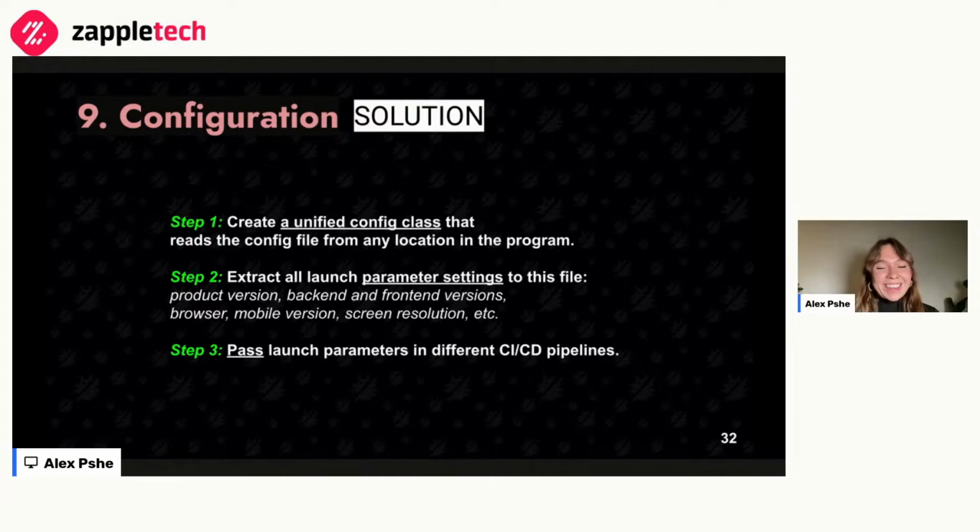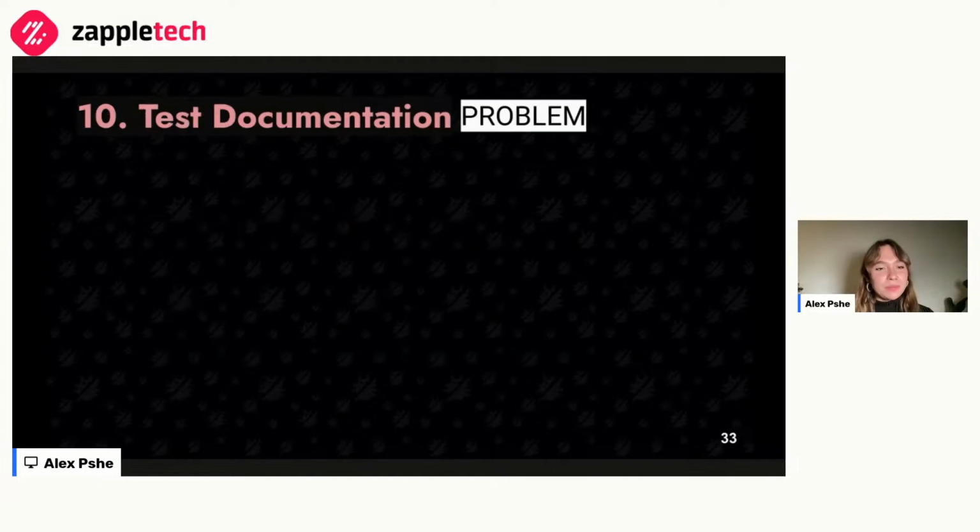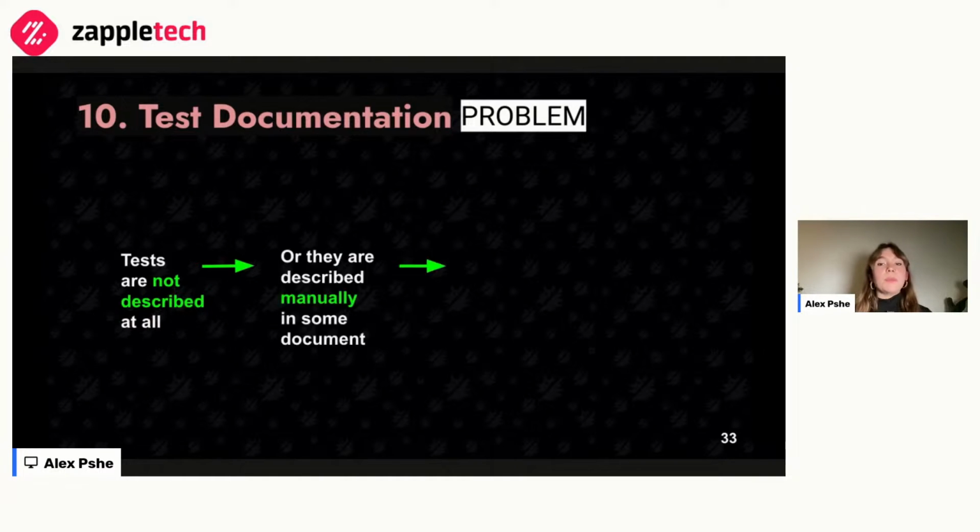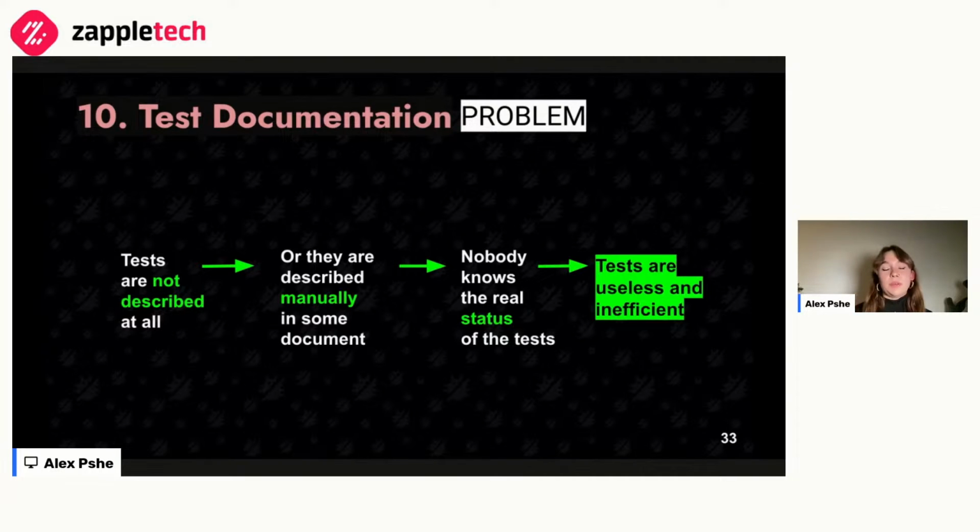And our last problem, but not least, and I think one of the most important, is the test documentation problem. A popular situation is that tests are not described anywhere at all, or are described manually in some document. You can probably assume it's quite difficult to maintain this document, because tests, especially in the beginning, change very fast, and nobody knows the real status of the tests. So finally, again, we have the problem that tests are useless and inefficient. We try to avoid this situation.